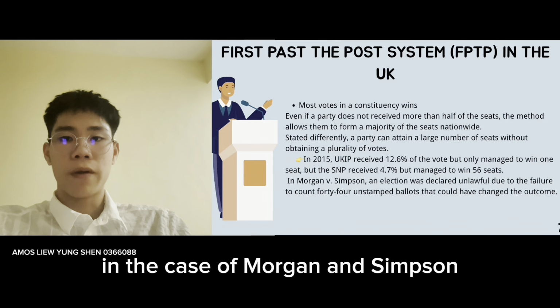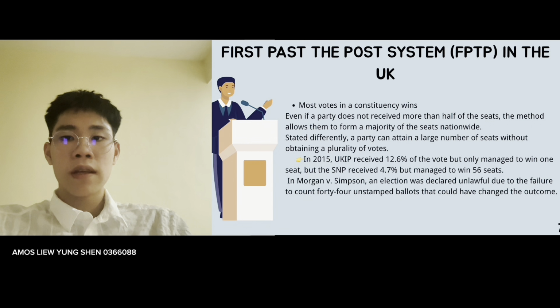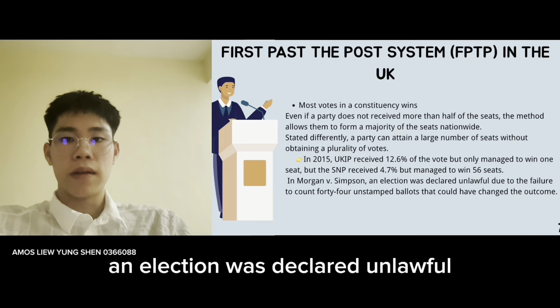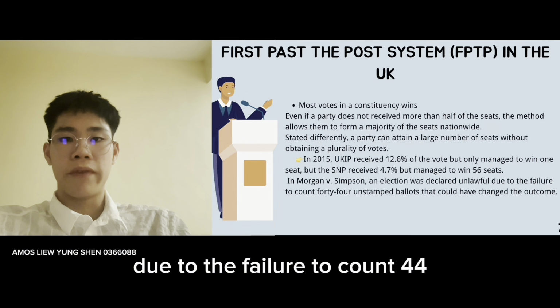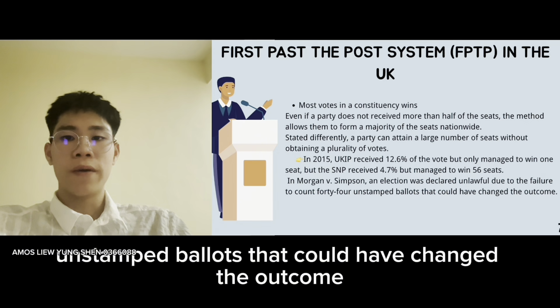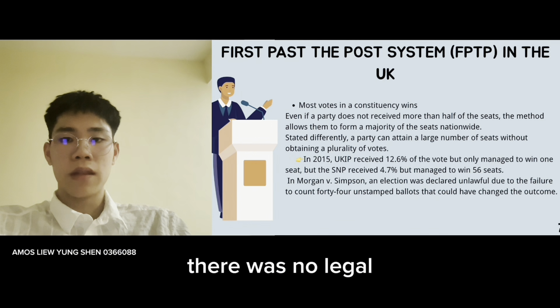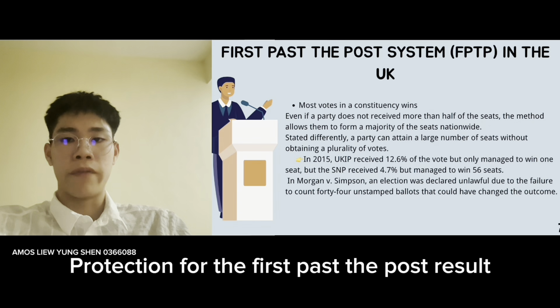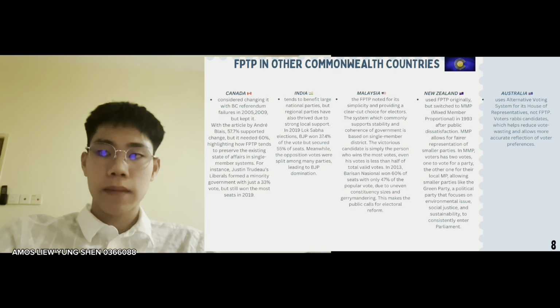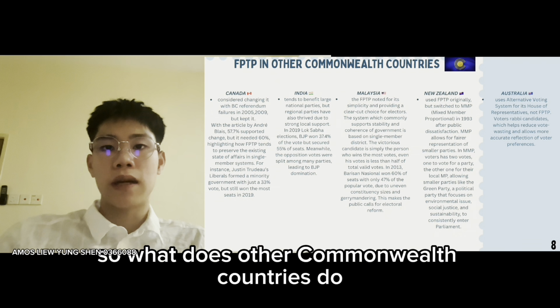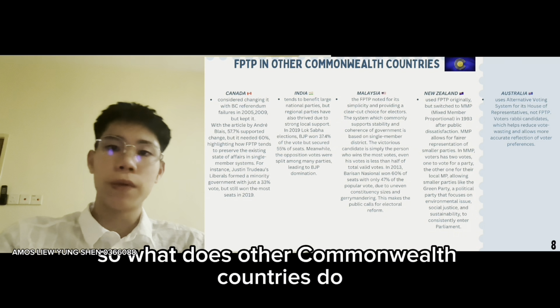In the case of Morgan and Simpson, an election was declared unlawful due to the failure to count 44 unstamped ballots that could have changed the outcome. When the rules were broken, there was no legal protection for the first past the post result. So, what do other Commonwealth countries do?